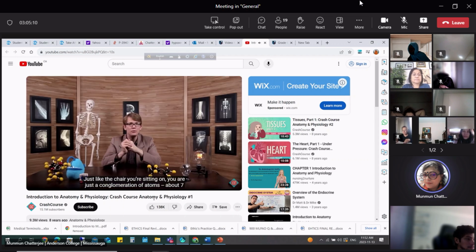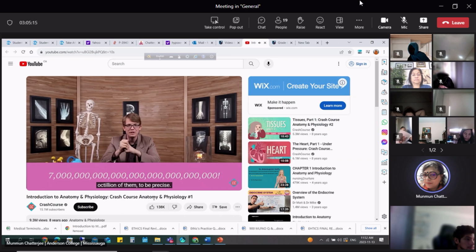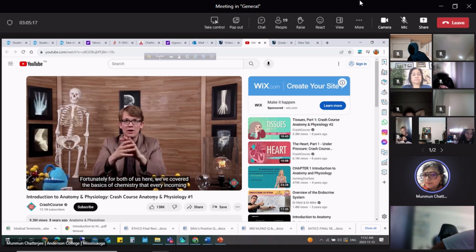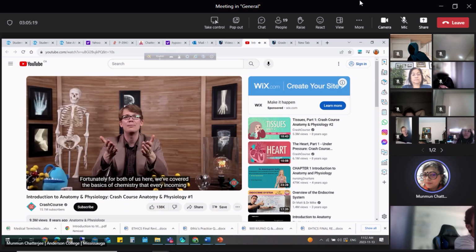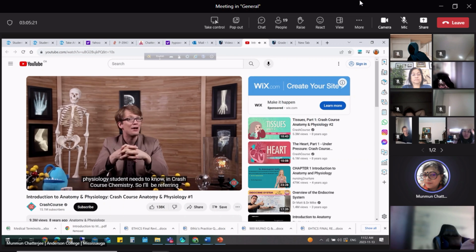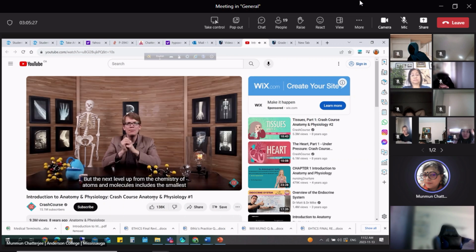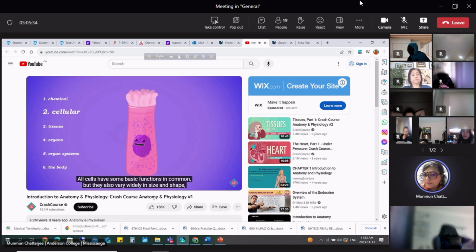Just like the chair you're sitting on, you are just a conglomeration of atoms. About 7 octillion of them, to be precise. Fortunately for both of us here, we've covered the basics of chemistry that every incoming physiology student needs to know in Crash Course Chemistry, so I'll be referring you there throughout the course when it comes to how things work at the atomic level. But the next level up from the chemistry of atoms and molecules includes the smallest units of living things, cells. All cells have some basic functions in common, but they also vary widely in size and shape depending on their purpose.